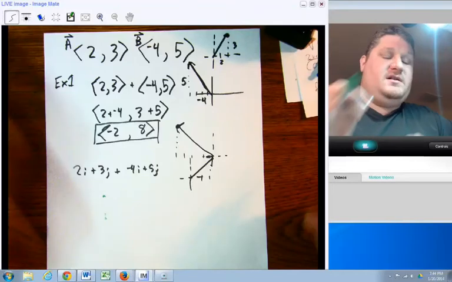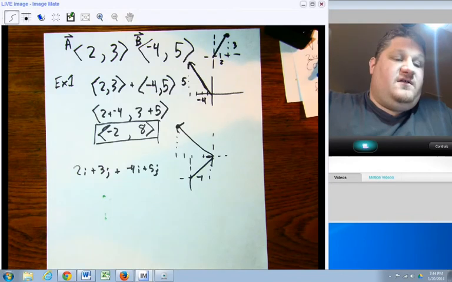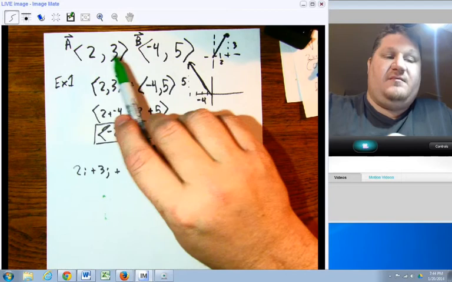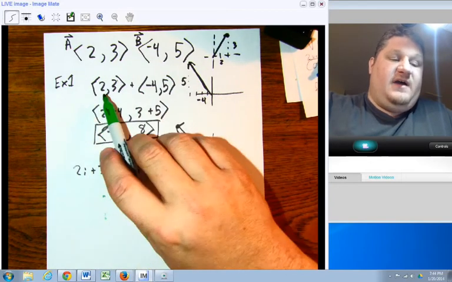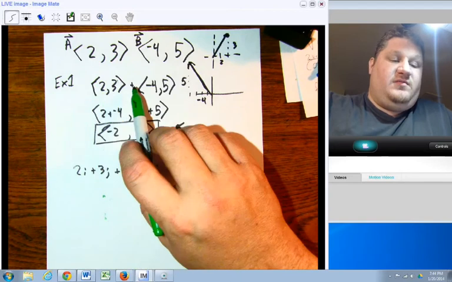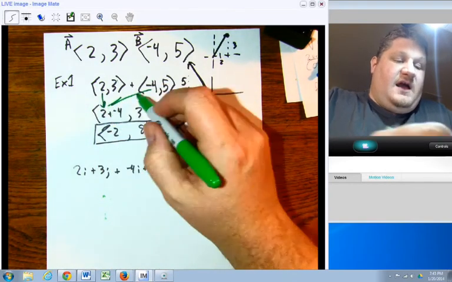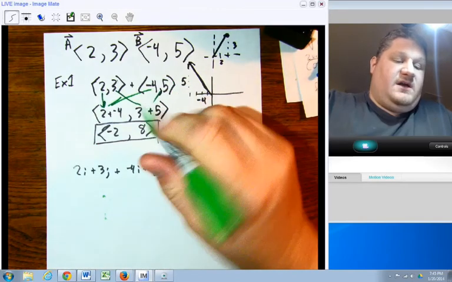All right, ladies and gentlemen, as we come back to talking about vectors, we're doing more component vectors, and I have two components here, a and b: 2 comma 3, negative 4 comma 5. I want to go ahead and add those two vectors. So simply put the addition sign between them, add the x components, add the y components, and we come up with negative 2 comma 8.